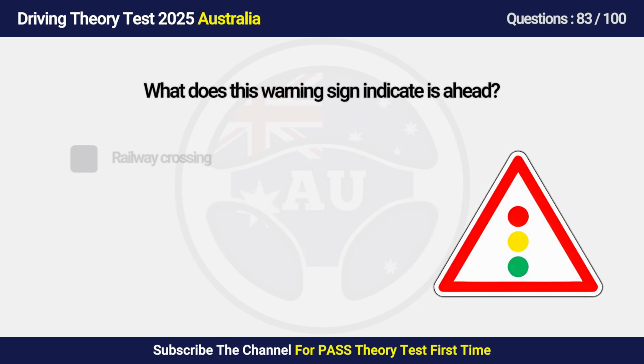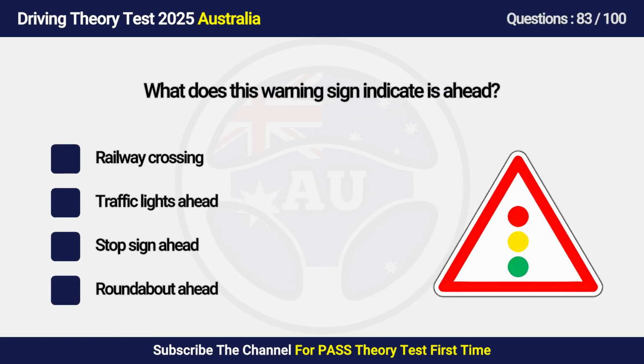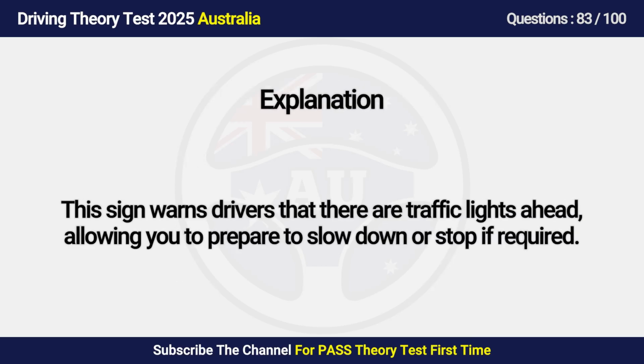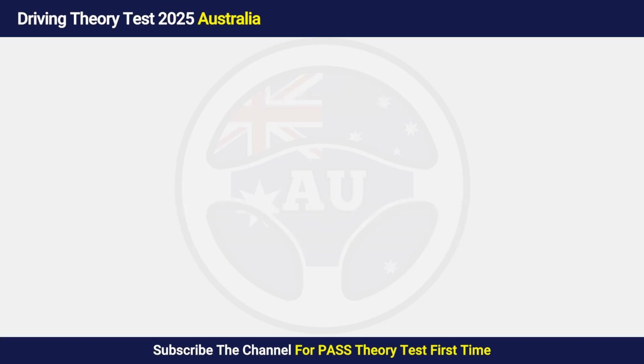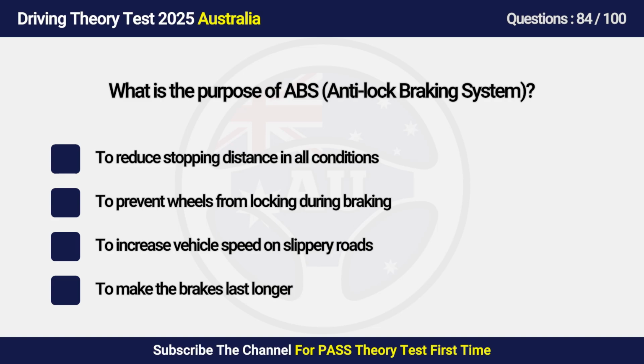Question 83. What does this warning sign indicate is ahead? A. Railway crossing. B. Traffic lights ahead. C. Stop sign ahead. D. Roundabout ahead. Answer is B. Traffic lights ahead. This sign warns drivers that there are traffic lights ahead, allowing you to prepare to slow down or stop if required.